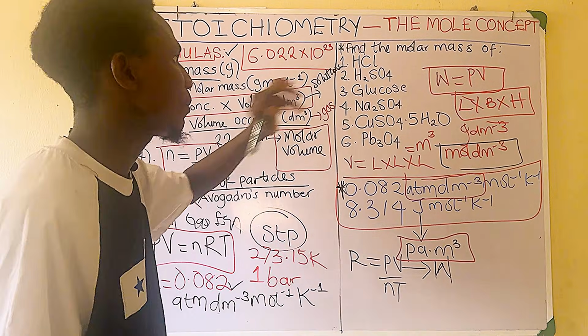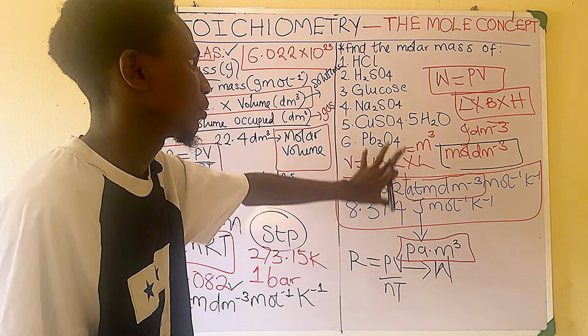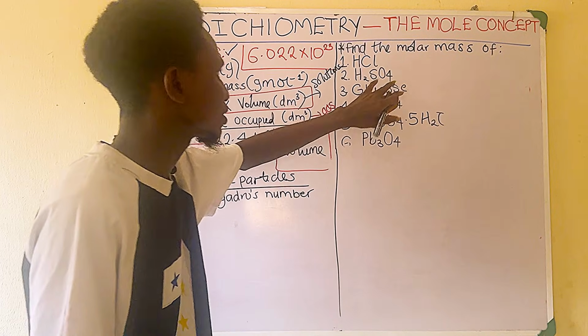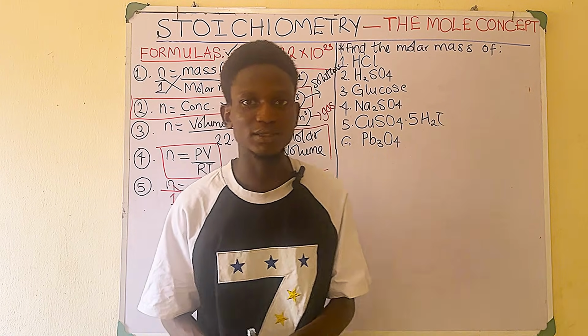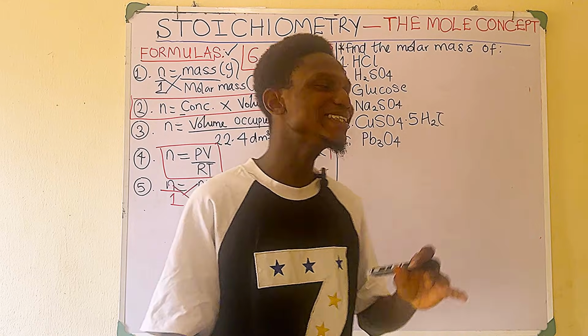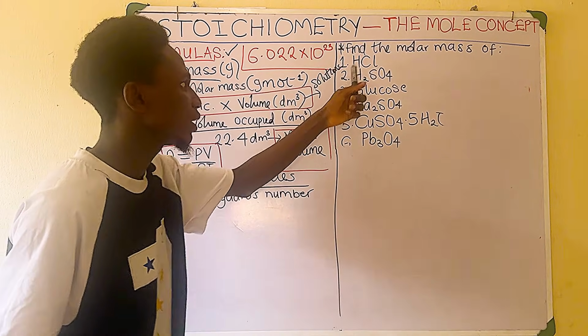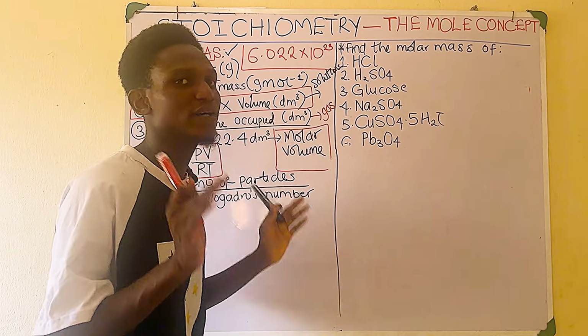Back to our molar mass. Let's quickly look at what molar mass means. But let me erase this stuff. Alright, so let's quickly go back to molar mass. Before I go to molar mass, there's something called relative atomic mass. Relative atomic mass is the mass of one atom. So if we have HCl, H has its own relative atomic mass, and chlorine has its own relative atomic mass.